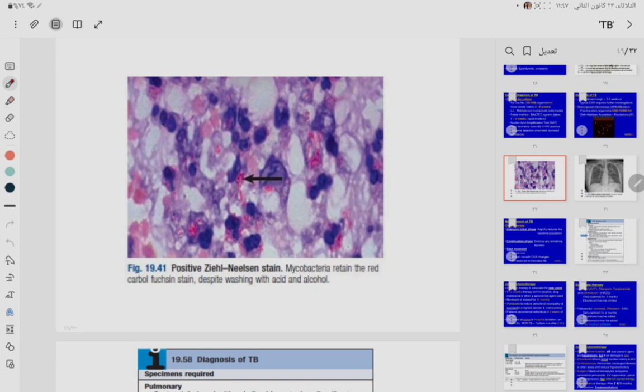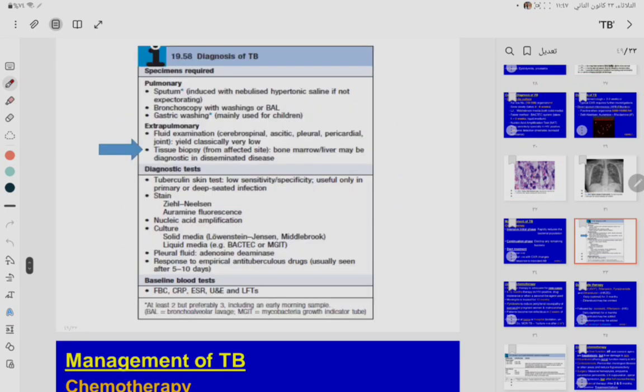So, specimens for pulmonary TB, we get the sputum. If the patient is expectorating, often we ask them to give us a daily early morning sputum sample for 3 days, if not 2 days. If he is not bringing any, either we do hypertonic saline induction of the sputum, or we do bronchoscopy, do washing with just saline, or do BAL, bronchoalveolar lavage.